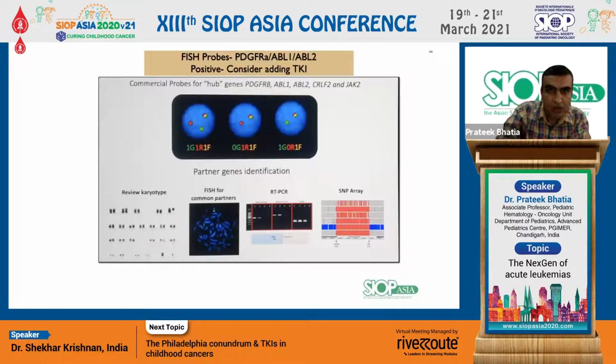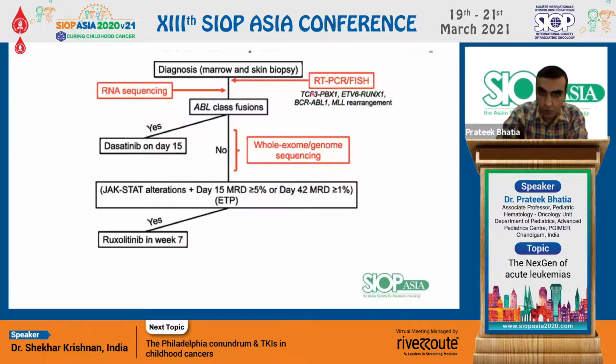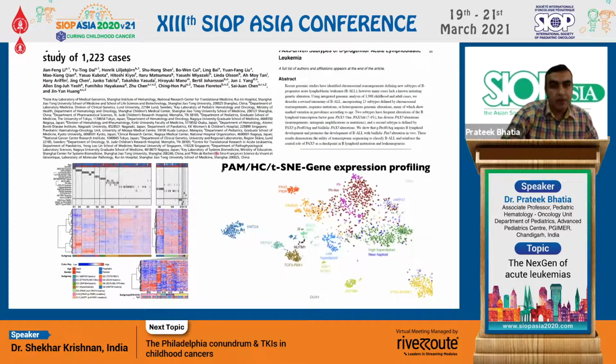The UKALL 2000 testing strategy for pH-like is a little different. They do it only in cases of B-other who have a poor response to treatment, that is MRD is positive, and they use FISH probes only for ABL1, ABL2, and PDGFR alpha, and if positive, they consider adding a TKI. The St. Jude protocol is different in this regard because they go in for RNA sequencing upfront. And if they identify an ABL class fusion, they add dasatinib. If it's not identified, they go in for whole exome or genome sequencing and then look for JAK-STAT lesions to bring in ruxolitinib.